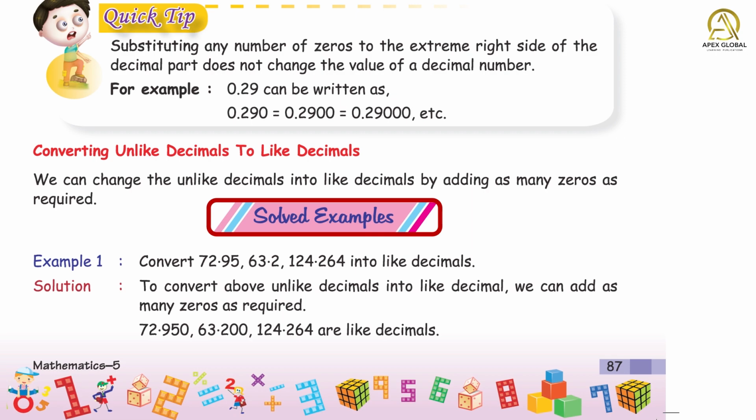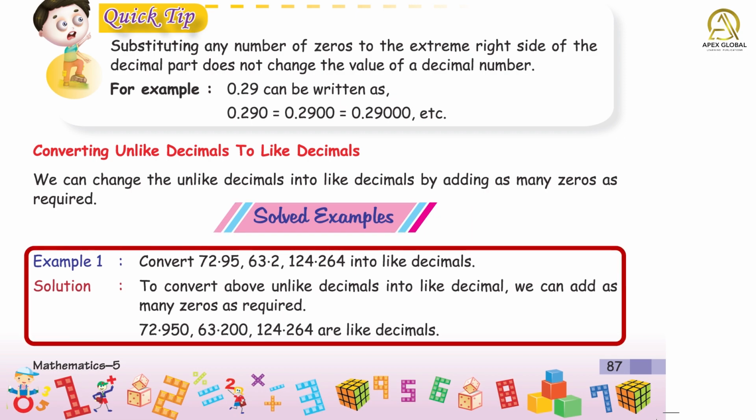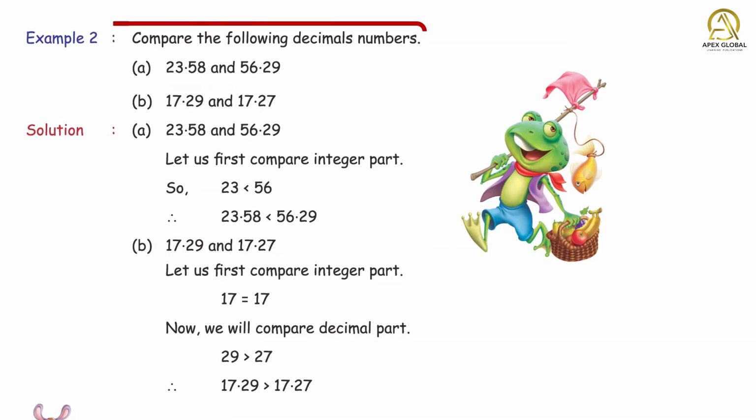Solved example. Example 1: convert 72.95, 63.2 and 124.264 into like decimals. Solution: to convert the above unlike decimals into like decimals, we can add as many zeros as required. 72.950, 63.200 and 124.264 are like decimals.